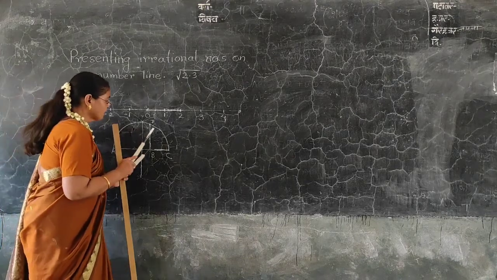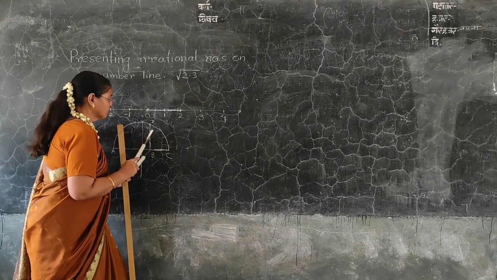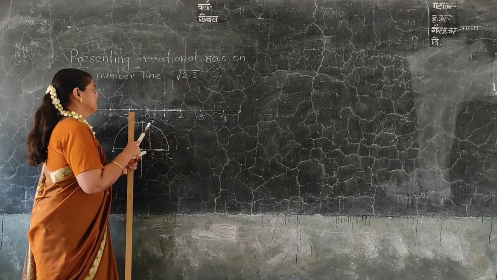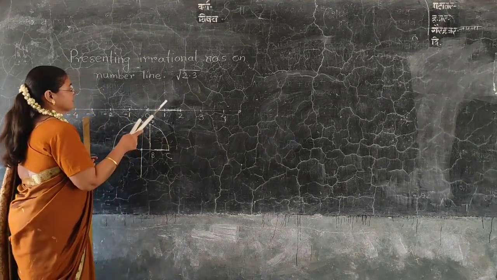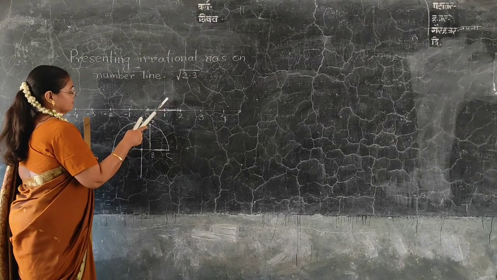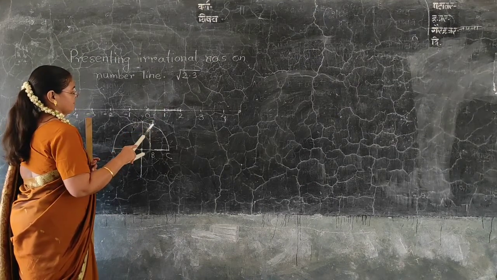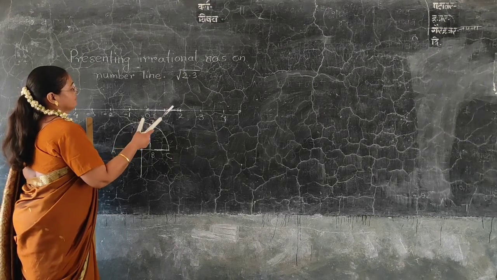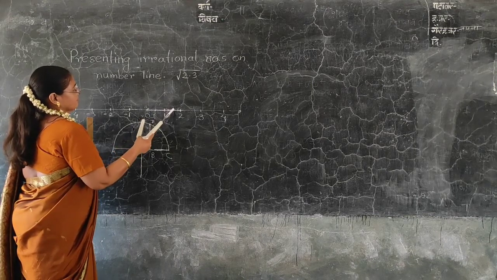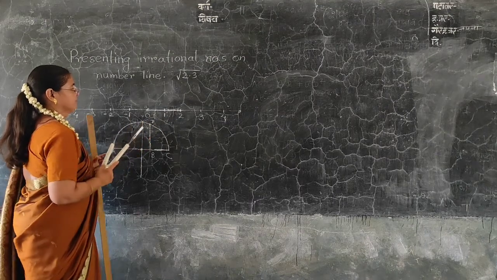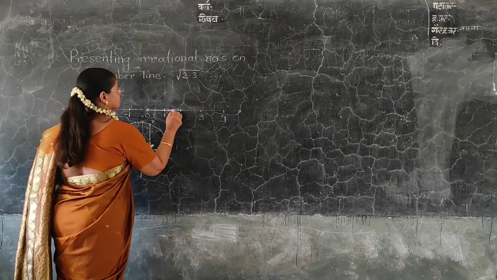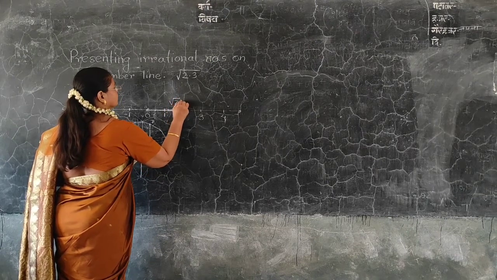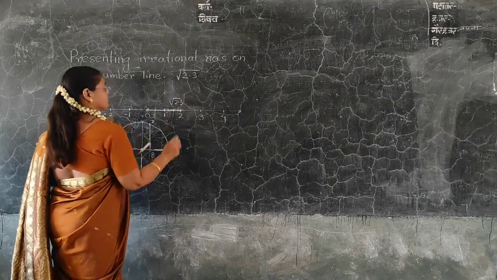So I have to take this point B and D, this distance, and place this distance here, and it is the place for the point. This is the place for the point root 2.3. So you understood the procedure.